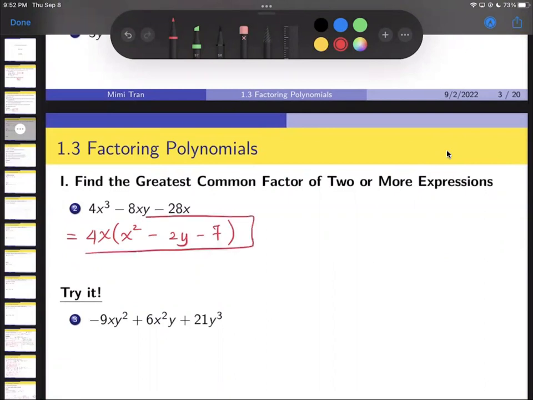That's the leftover. I know many of you know this already, but in order to find the leftover, you take the original of each term and divide it by the one that you factor out. For example, 4x cubed divided by 4x is x squared. Minus 8xy divided by 4x is minus 2y, etc.